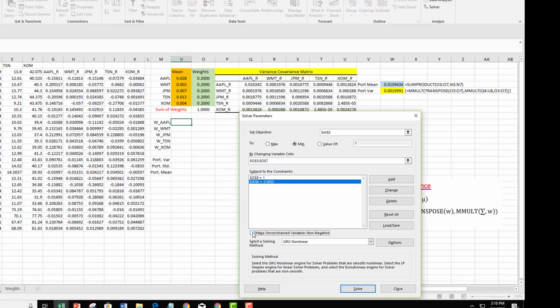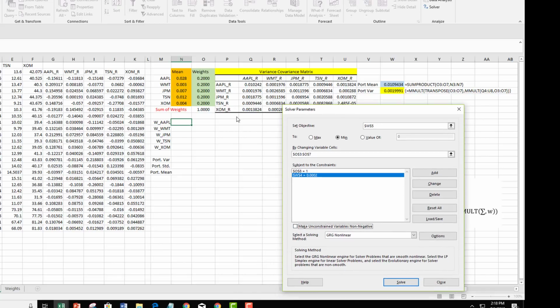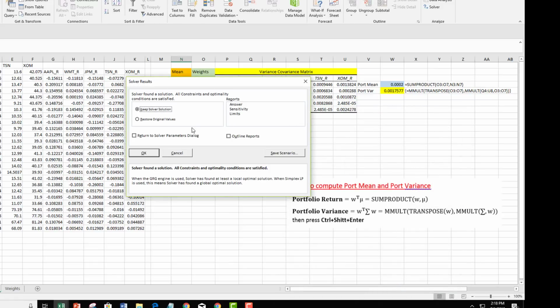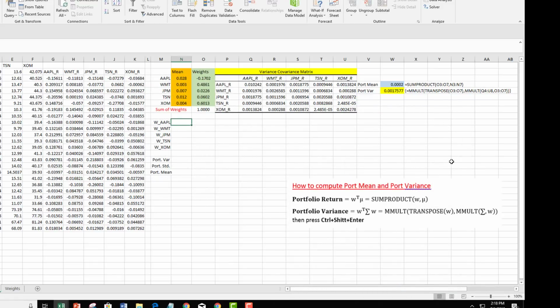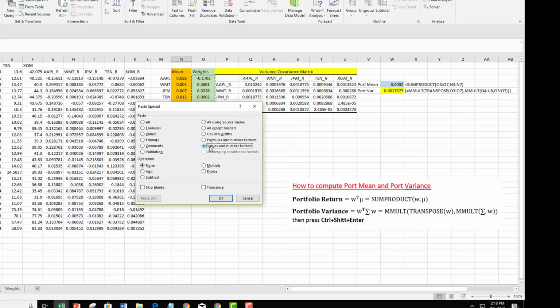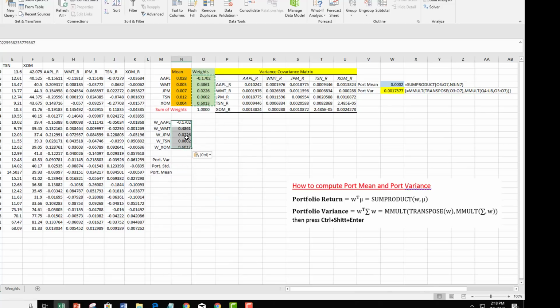So I am going to untick it, and once you have all this done, click on Solve. Now it has solved for the target return right here, 0.0002, and your portfolio weights are not equally weighted. You have different portfolio weights. That becomes your first set of portfolio weights. What you can do now is Control C and paste the values and numbers.